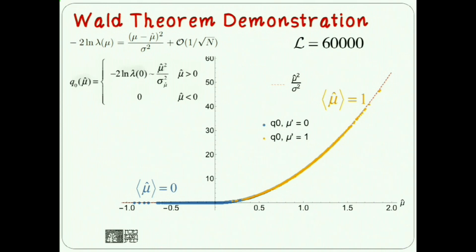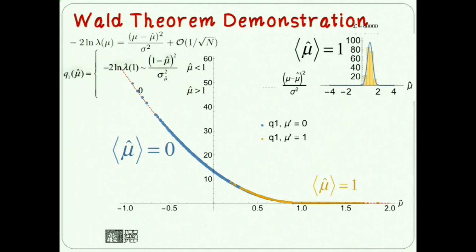Now let's do the other way around. Let's test the signal hypothesis. So when I test the signal hypothesis, I look at Q1. Q1, of course, is a function of the data. So minus 2 log lambda of 1 will be, according to this, (1 minus mu hat) squared over sigma mu hat squared if mu hat is less than 1. And if mu hat is greater than 1, upward fluctuations of the signal do not serve as evidence against the signal. It should be 0.